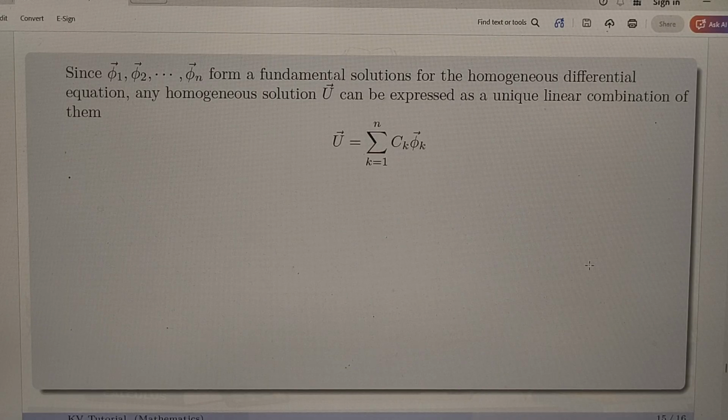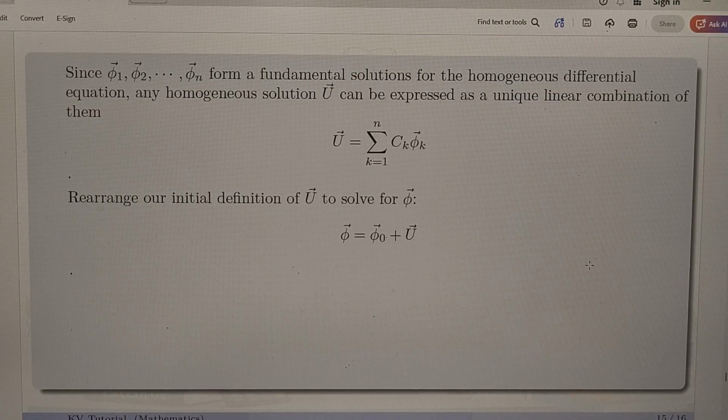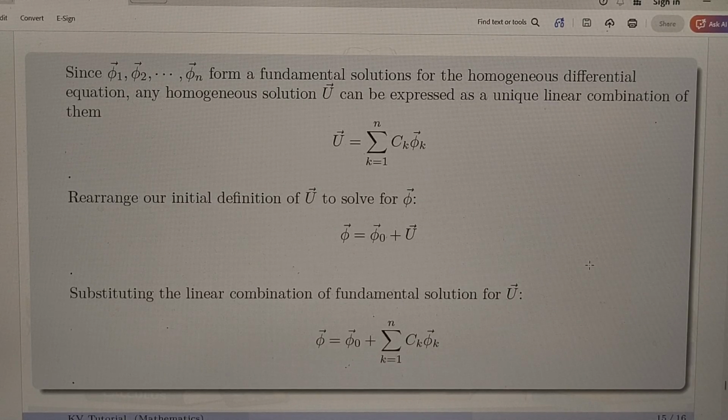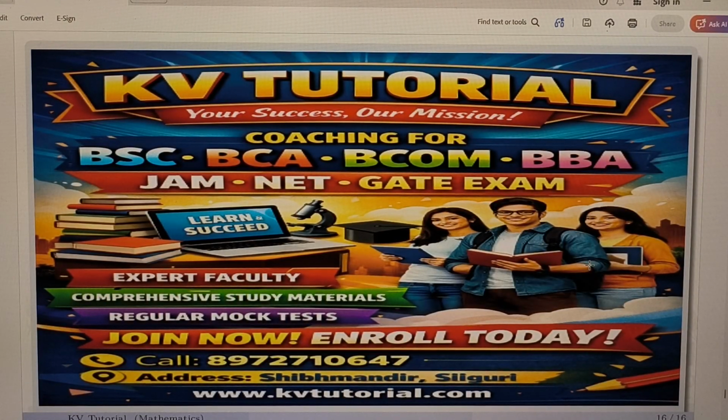Now, since φ1, φ2, ... φn form the fundamental solution of the homogeneous differential equation, any homogeneous solution can be expressed as a linear combination of them, because we already proved the theorem that if φ1, φ2, ... φn are fundamental solutions, then any solution can be expressed as their linear combination. So u can be written as u equal to summation ck φk. We already considered that u equal to φ minus φ0, so φ equal to φ0 plus u. So substituting this value of u equal to summation ck φk, we get φ equal to φ0 plus summation ck φk. So this completes the proof. Okay, thank you.